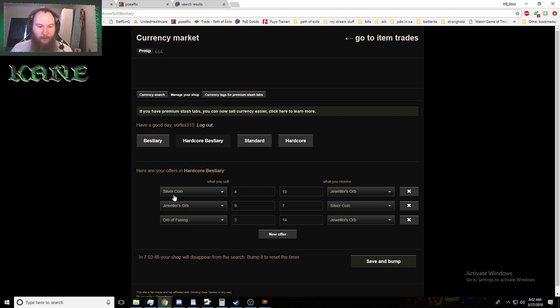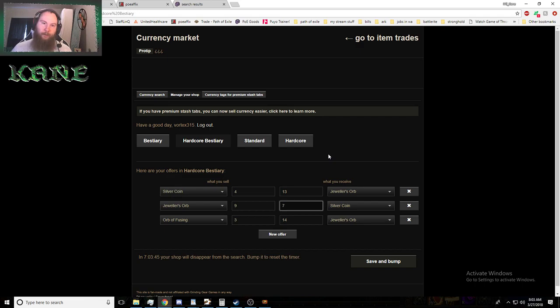So I want to sell my silver coins, what you're selling, 4 of them for 13 jeweler orbs. I'm selling my 9 jeweler orbs for 7 coins. And this is market manipulation, and what a lot of people do, a lot of the bots are doing in this game right now, is they're trading back and forth small increment differences.